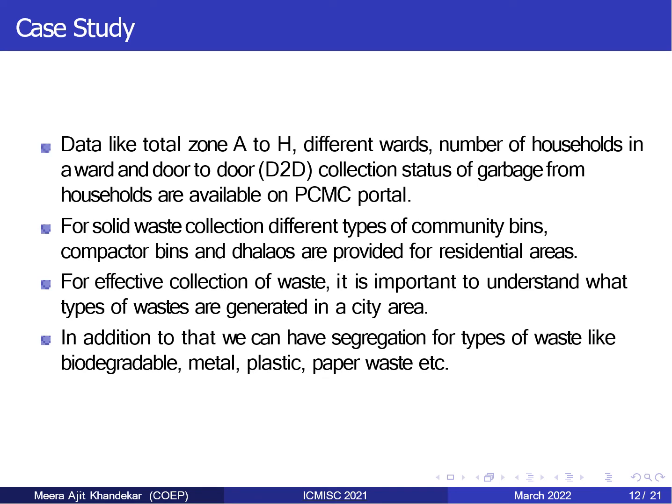Data like total number of zones A to H, different wards under particular zone, number of households in a ward, door-to-door collection status of garbage from the households. All this data is available on PCMC portal. For solid waste collection, different types of community bins, compactor bins and dullos are provided for residential areas. For effective collection of waste, it is important to understand what type of waste are generated in city area. In addition to that, we can have segregation of type of waste like biodegradable, metal, plastic, paper, etc.